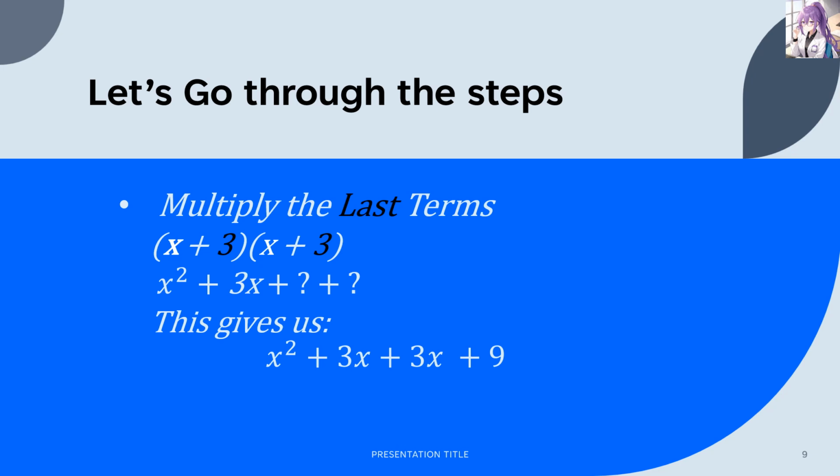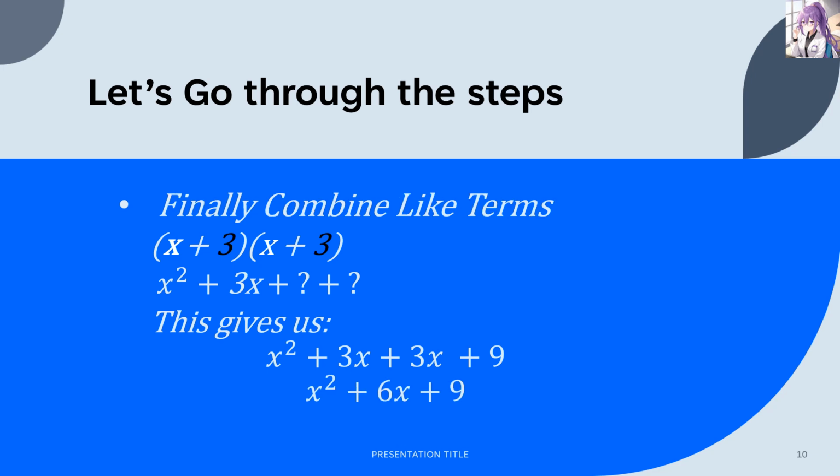You're probably wondering if we're done yet, and the answer is no, we are not. Unfortunately, math teachers like having things in the simplest possible form, and what we can do here is combine like terms. We can add the 3x and 3x together, which will give us the expression x squared plus 6x plus 9. And now we are done multiplying this binomial.